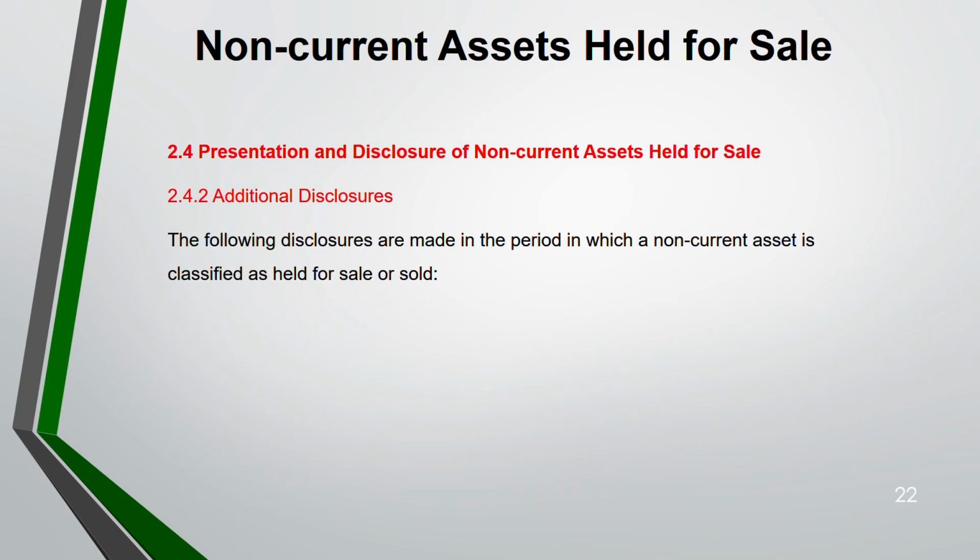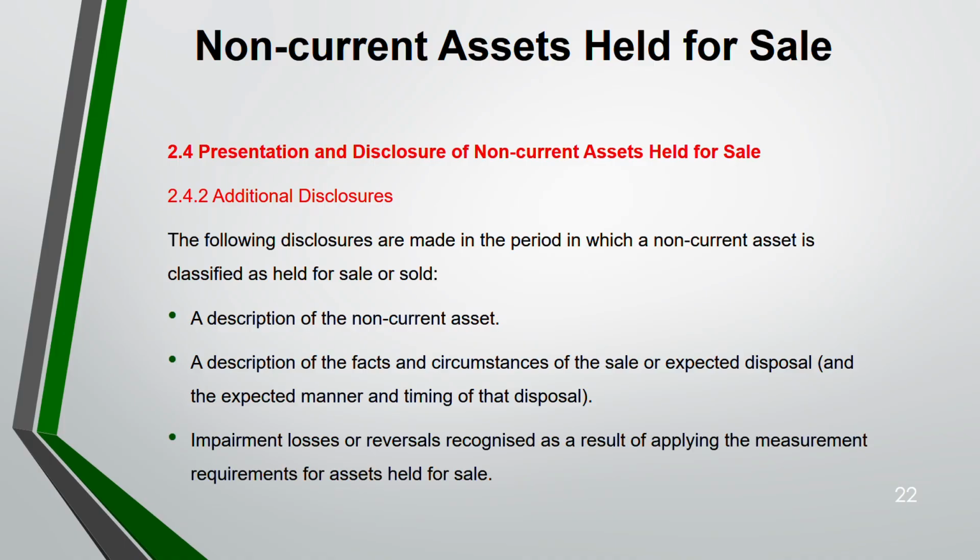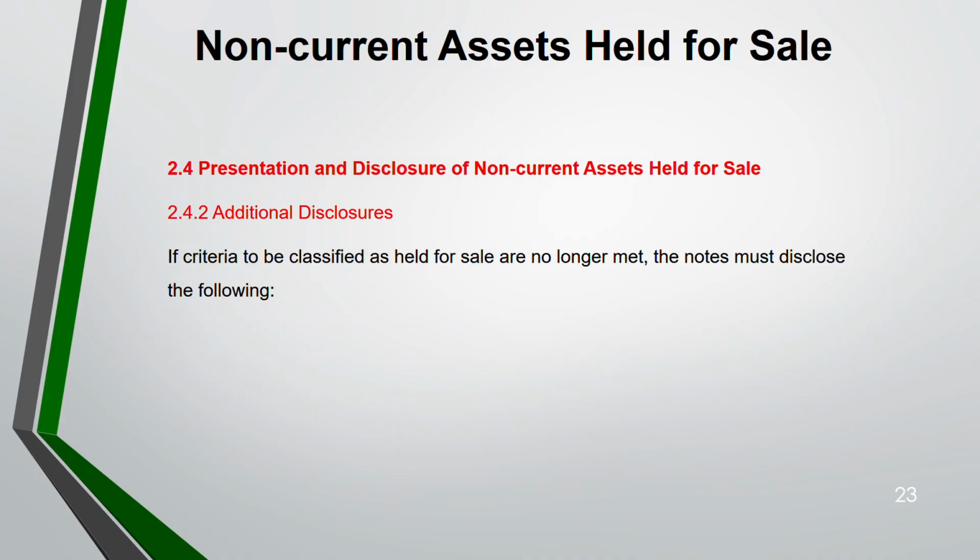Now, additional disclosure. The following disclosures are made when your non-current asset is held for sale. You have to give a description of your non-current asset, a description of the facts and circumstances of the sale or expected disposal, and any impairment loss or reversal of impairment loss because of applying the measurement requirements for assets held for sale.